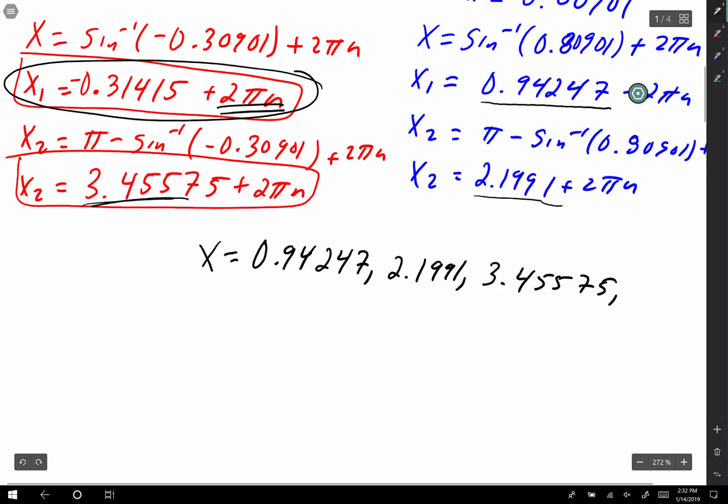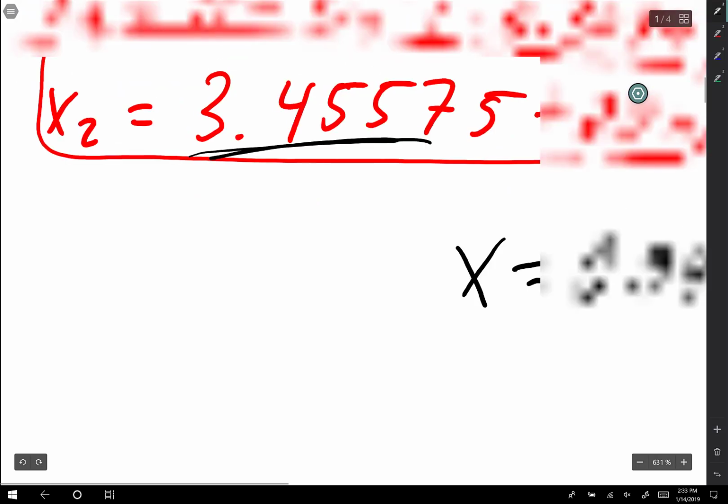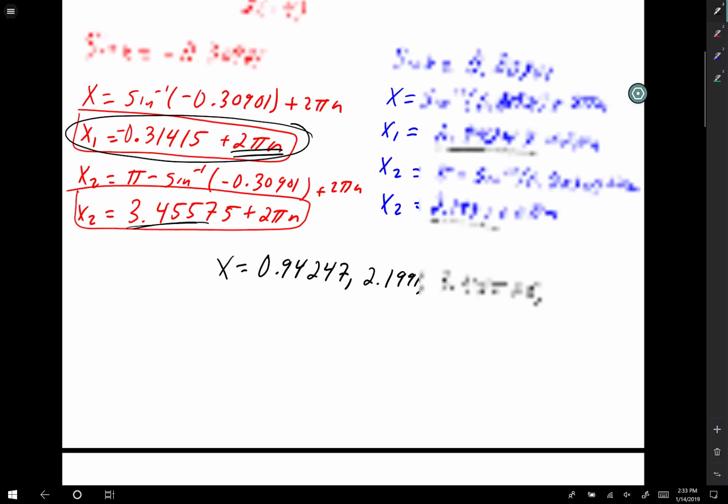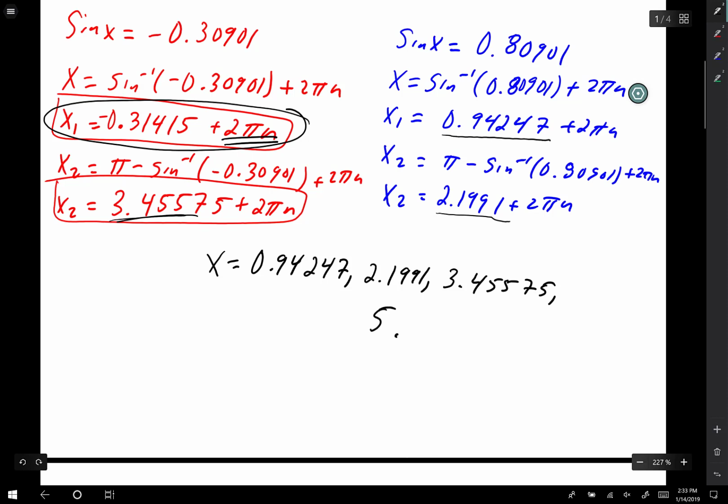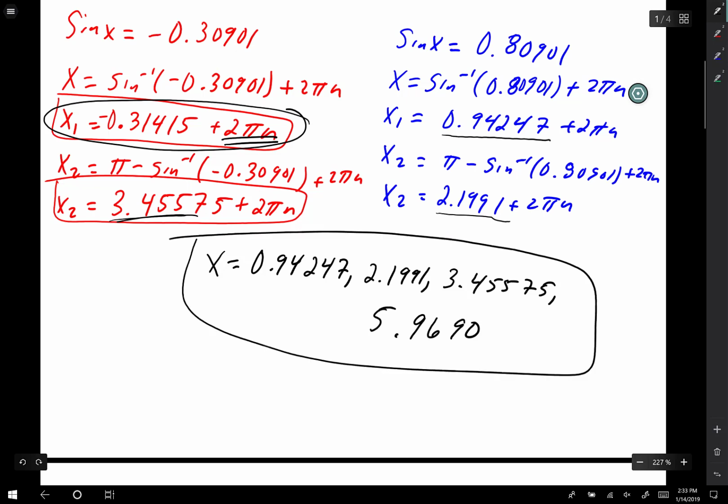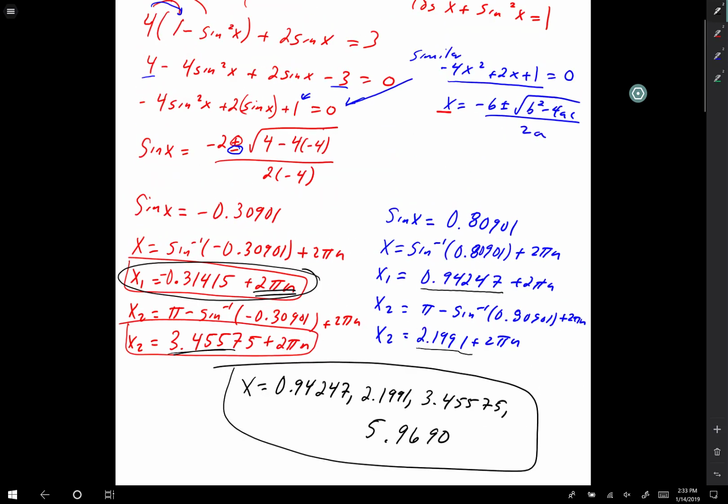And then the last one is from x1. Add 2 pi to it. So let me scroll up until I get that negative 0.3145. That number plus 2 pi. And there it is. 5.9690. And there it is, guys.